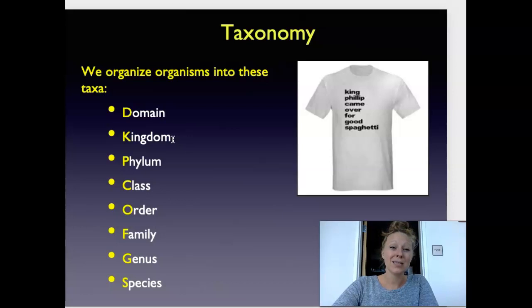If you are a single-celled organism composed of a eukaryotic cell, you're in the kingdom Protista. If you are composed of animal cells and you're multicellular, then you are in the kingdom Animalia. Phylum: if you have a backbone, you're in the phylum Chordata. Class, order, family, genus, and species. The genus and species are important, and we're going to talk about that a little bit later on.